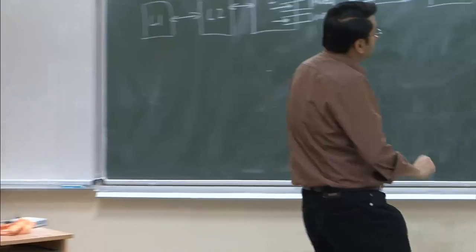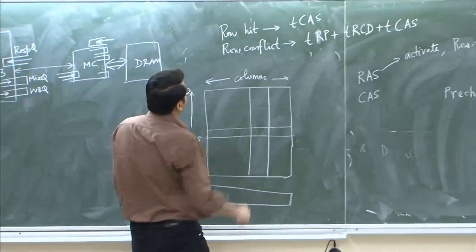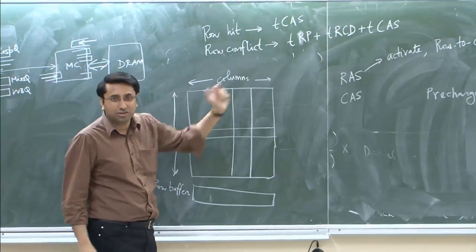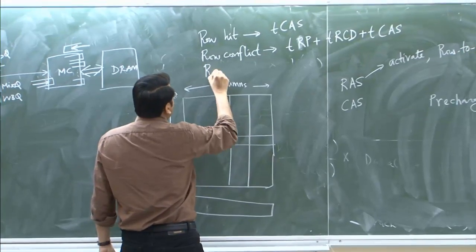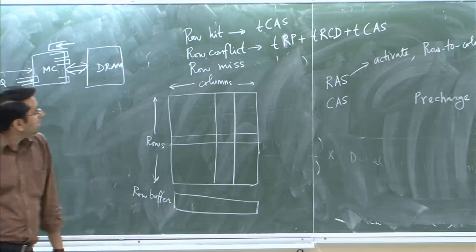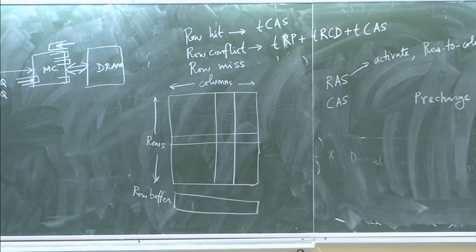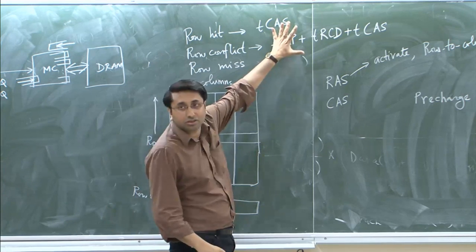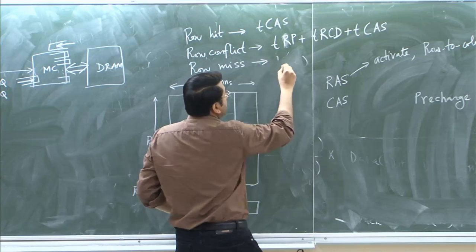Now there is a third thing. You might be wondering why I didn't just use row miss and row hit. So there is a third case called row miss. This is slightly different from row conflict. In case of a row miss, there is no open row currently. So essentially you don't do any precharge. All you do is an activate and a column access.